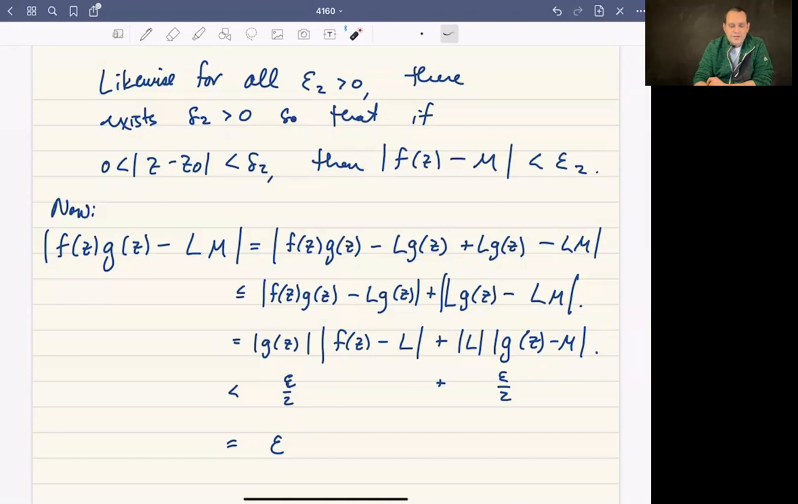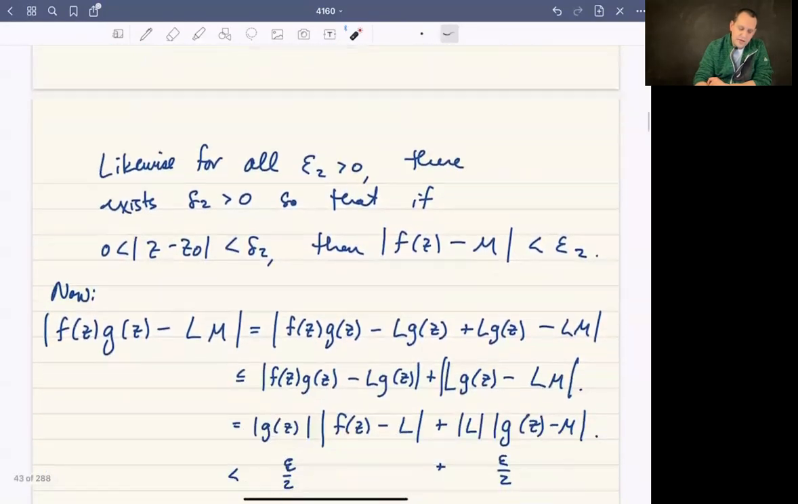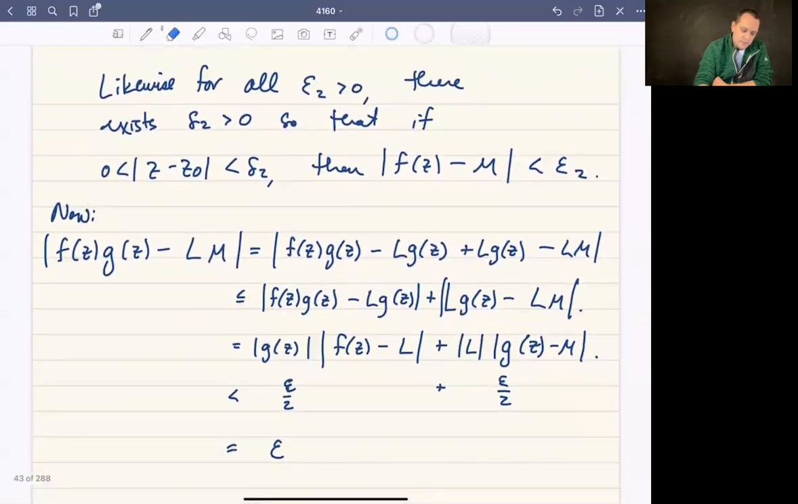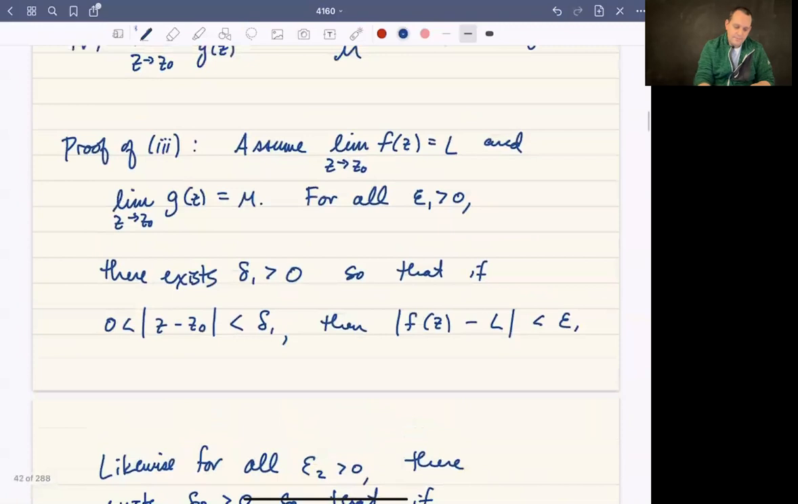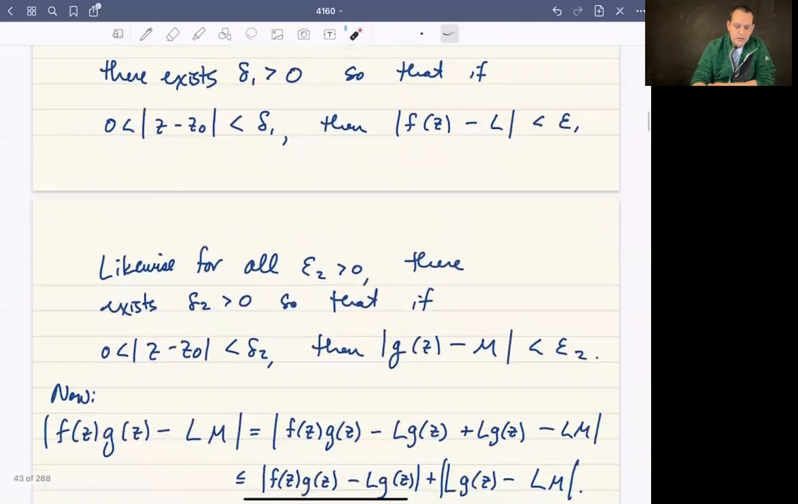And f of z minus L, I just realized that I have a typo up here, I'm sorry. This f of z minus m should be g of z minus m. Okay, so it's g, sorry about that. So that's g that approaches m, not f. So that should have been g of z minus m up here.